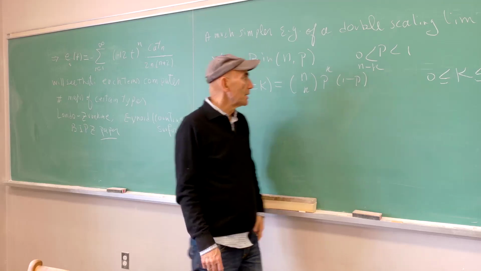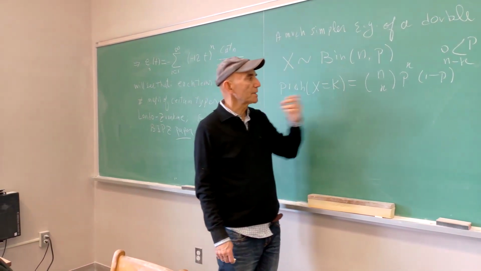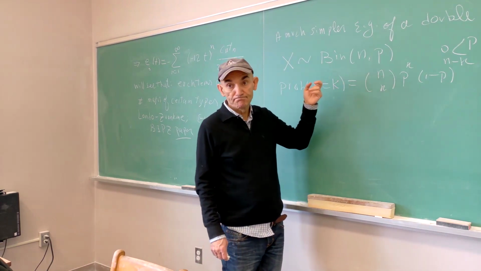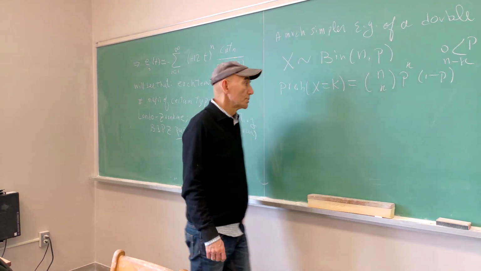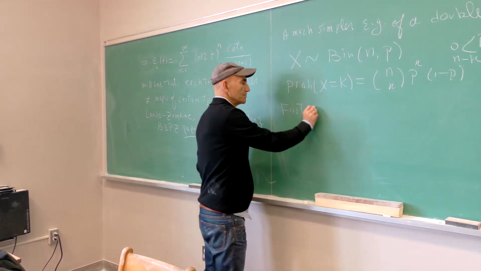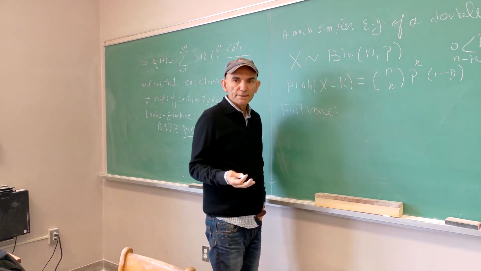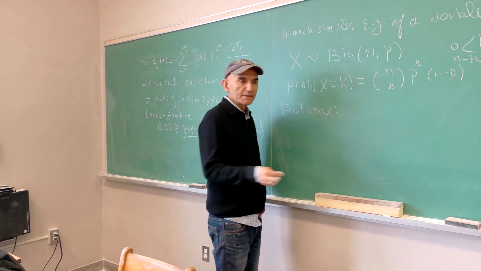Right? So we have two parameters to deal with. One is N, the other one is P. So the first limit, which we usually study, is where we keep P fixed.